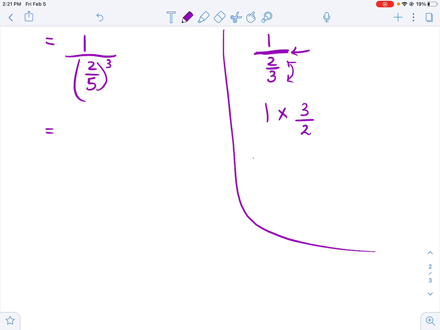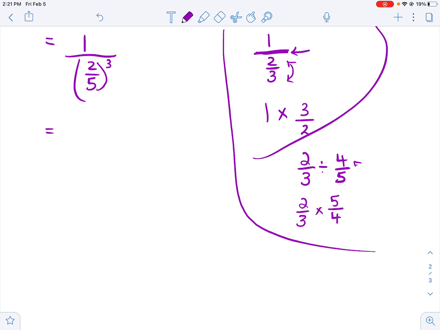Just another example in case you want one. Let's say you have 2 over 3 divided by 4 over 5. The way we solve that is we do 2 over 3 times 5 over 4. So we always switch it to a multiplication sign and flip the second fraction. So you're going to do that here too. This division sign is going to become a multiplication sign, and we're going to flip it to 5 over 2.